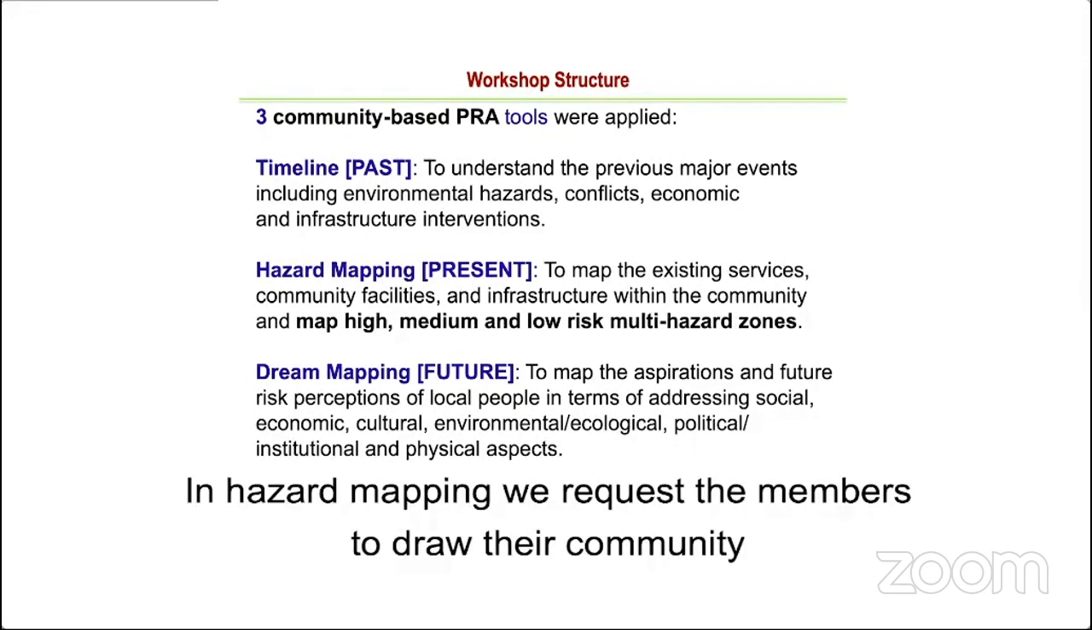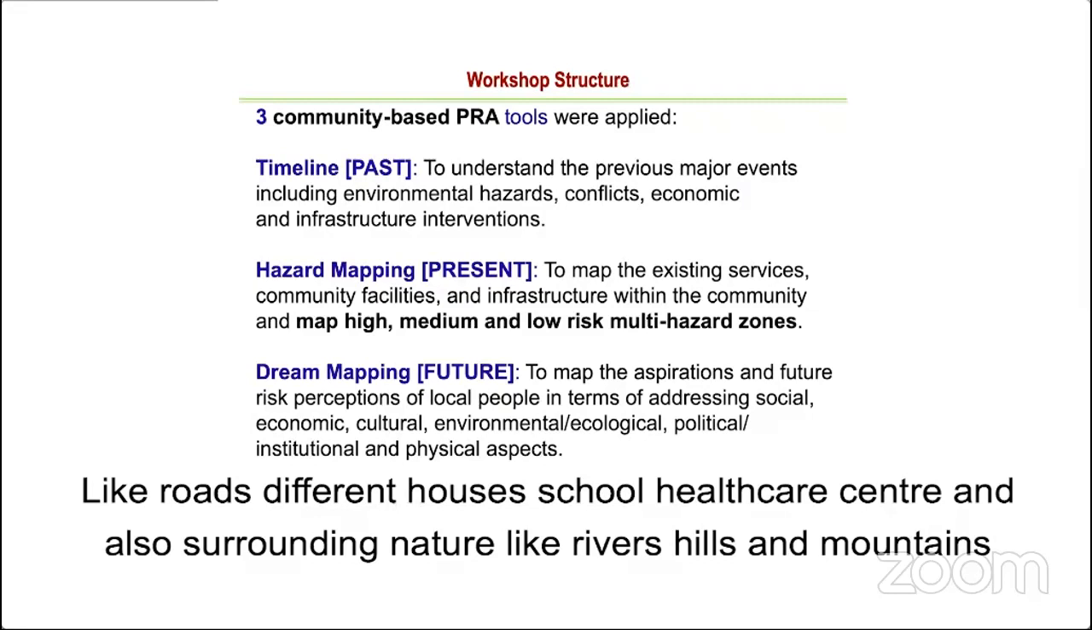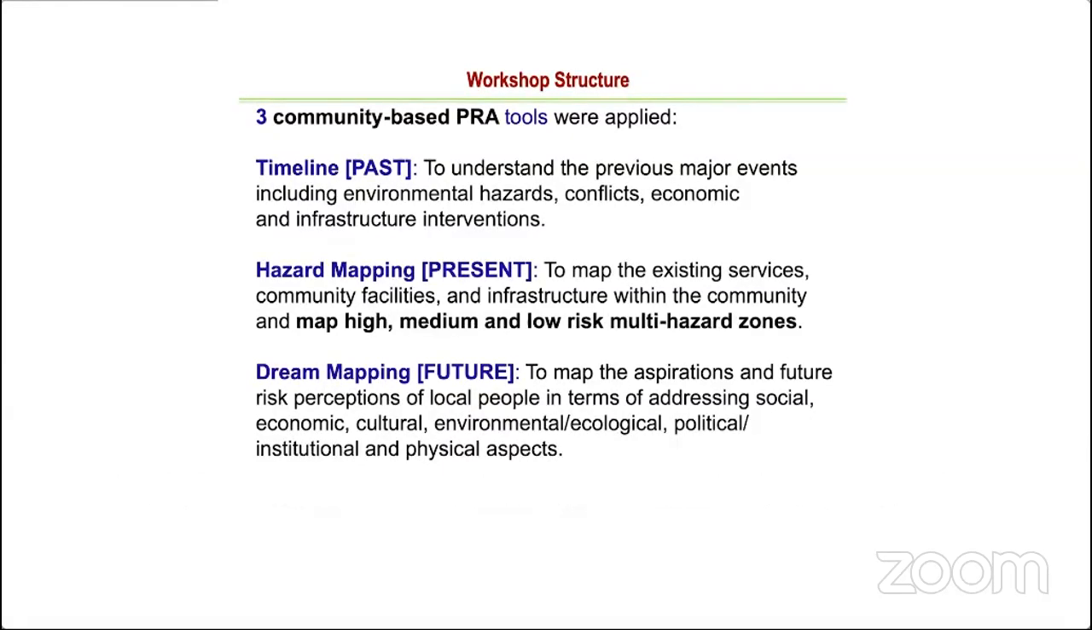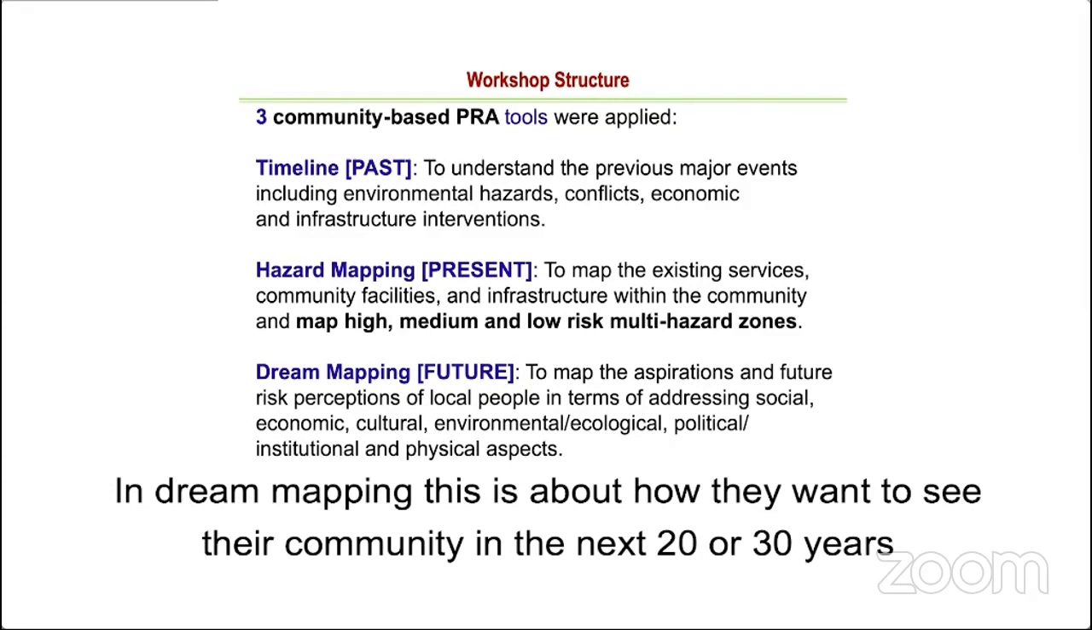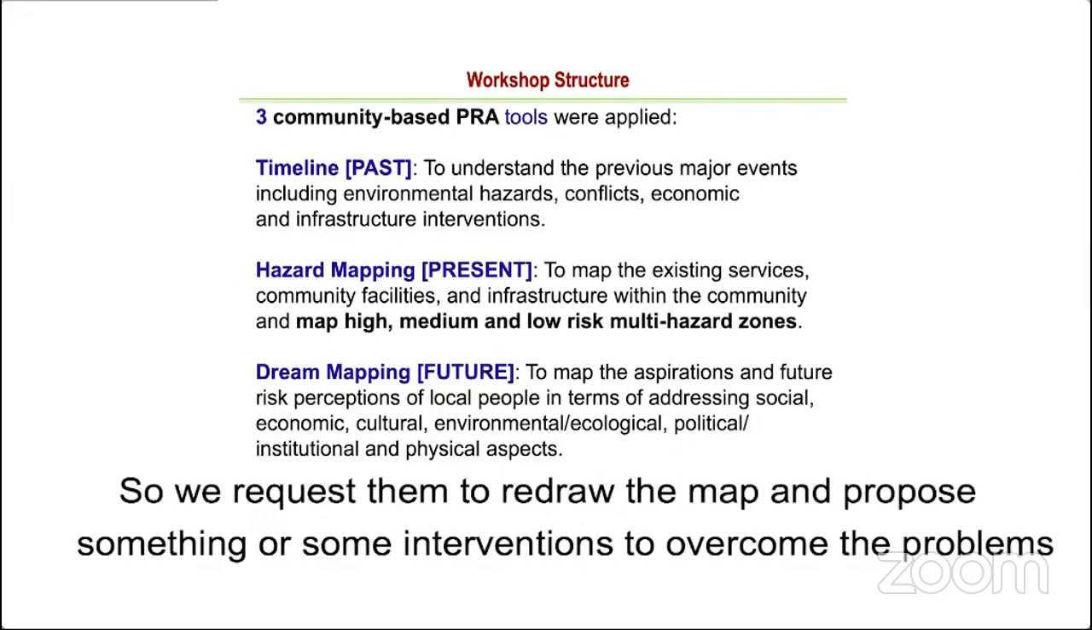In hazard mapping, we request the members to draw their community and identify different services, facilities, or infrastructure they have within their village, like roads, different houses, school, healthcare center, and also surrounding nature like rivers, hills, and mountains. And then we request them to identify the areas they think are vulnerable to different hazards. In dream mapping, this is about how they want to see their community in the next 20 or 30 years and how the problems they have already mentioned in the hazard map can be resolved. So we request them to redraw the map and propose some interventions to overcome the problems.